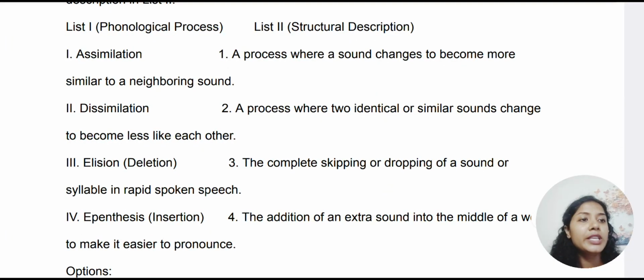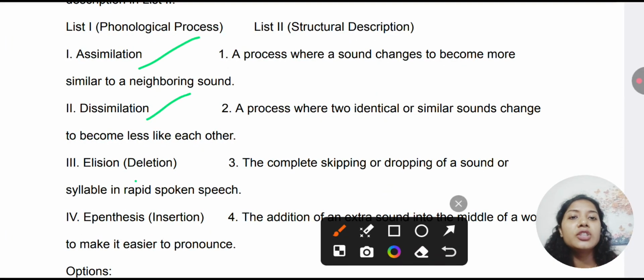Phonological process we have assimilation, dissimilation, elision and epenthesis. मैंने ये सारे ऐड किए हुए हैं बिकॉज इस टाइम आई कैन नॉट एक्सपेक्ट एनीथिंग फ्रॉम एनटीए नाउ. सीरियसली बहुत परेशान कर रखा है, परेशान आप लोगों को कर रखा है ना, लाइक सीरियसली.